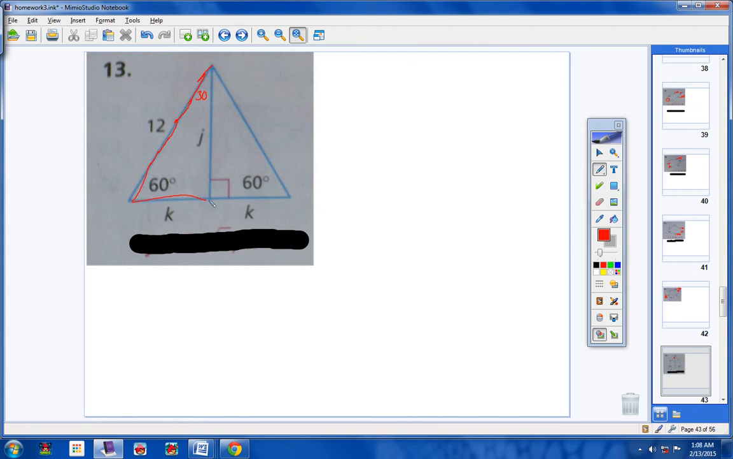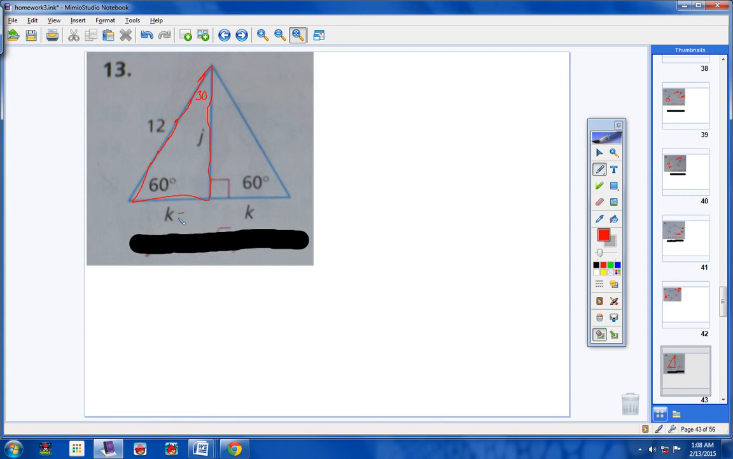Okay, right there it is. 30, 60, 90 triangle right there. Okay, so here we go. My hypotenuse is 12. Now remember, in a 30, 60, 90 triangle, the hypotenuse is always twice as big as the shorter leg. So here's 30, go straight across.